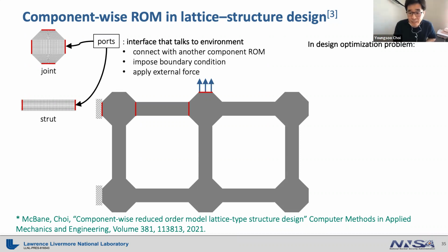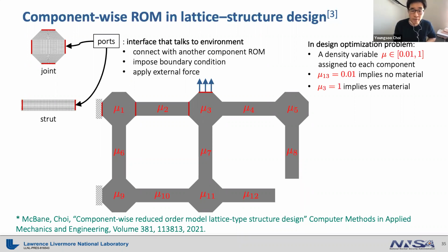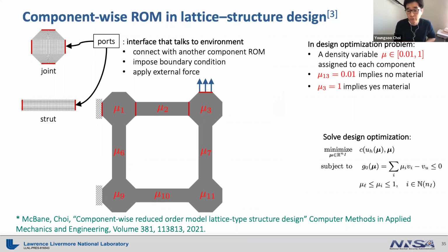Then, in design optimization, we assign a density variable to each component, which varies from 0 to 1. Usually, we avoid 0 to ensure well-posedness, so we set our lower bound to be 0.01. A small density variable implies putting no material there. A density variable of 1 means you put the material there. And we automatize this procedure by solving design optimization, for example, to find an optimal lattice structure, like minimizing the compliance of the system with the mass constraints.